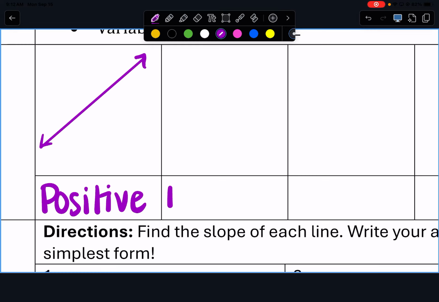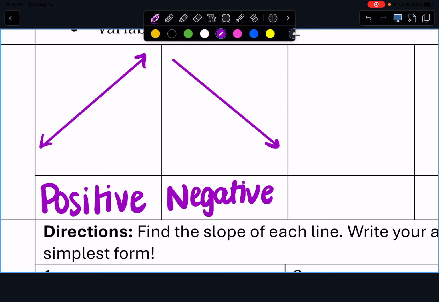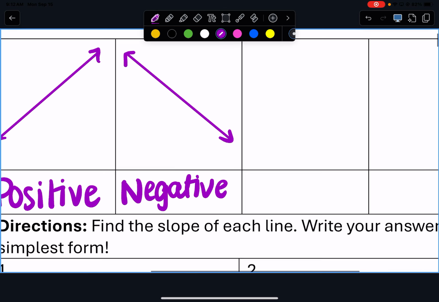Then our graph is negative if it goes down from left to right, or it's decreasing. And that is because it would have a negative rise and a positive run. So a negative divided by a positive is still going to be negative. Whereas a positive is going to have a positive rise and a positive run, which is positive. Now, we have a zero slope.